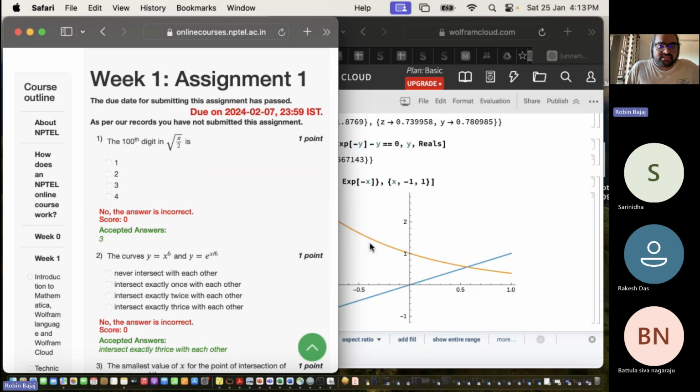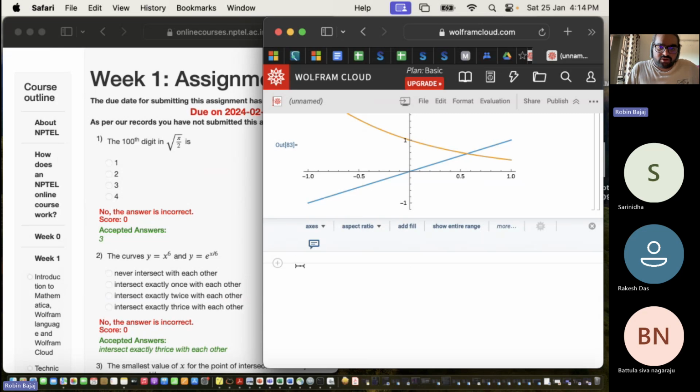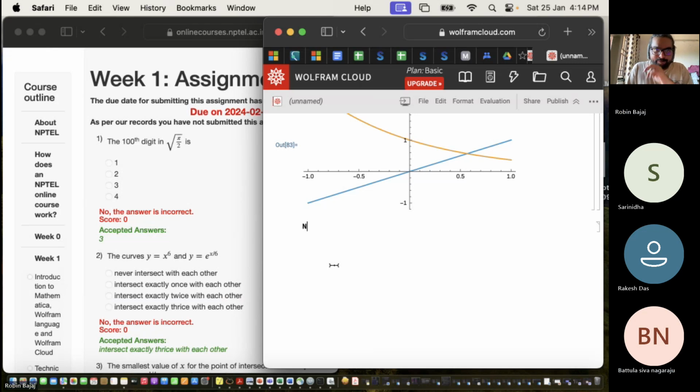First, I want to find the 100th digit in the square root of this. Okay, how do you find that? That must have been discussed in the first assignment. Anyone? How would you find that? The 100th digit of the square root of pi by 2. What would be the 100th digit of that? Is anyone there?